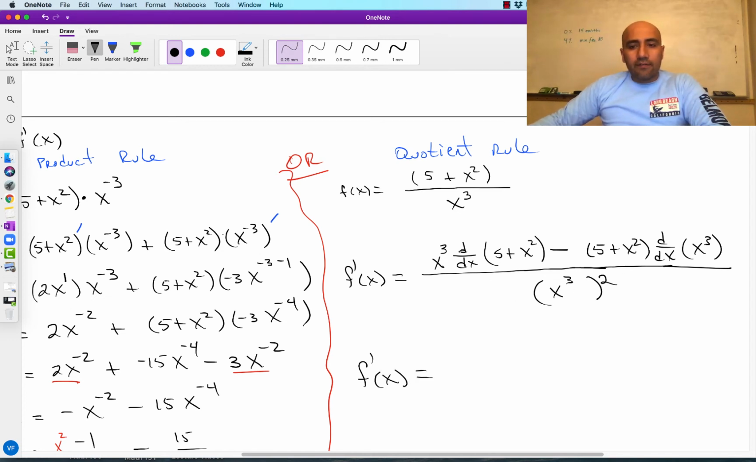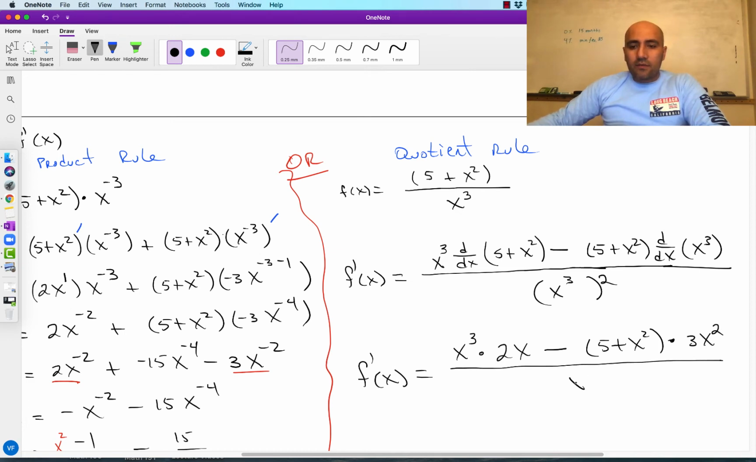Okay, so now we just simplify it. We got to take this derivative, we got to take that derivative, simplify, reduce, cancel as best we can. So we end up with x to the third power times the derivative of this is easy. The derivative of 5 is 0. The derivative of this guy is going to be 2x minus, and now leave this alone, 5 plus x squared times, and now the derivative of this is going to be equal to 3x squared divided by x to the power of 6.